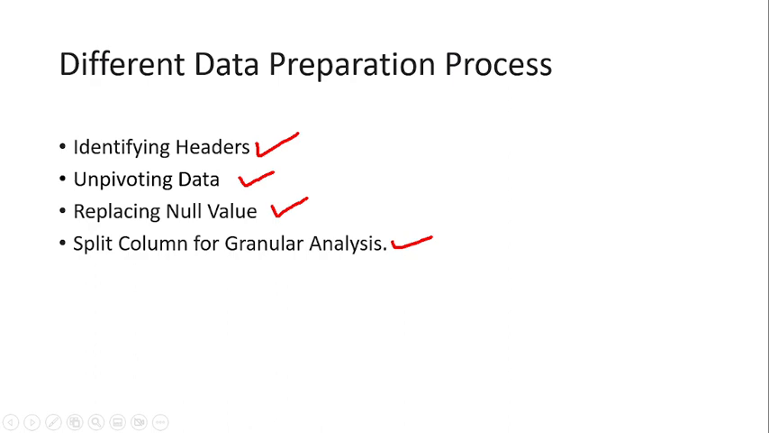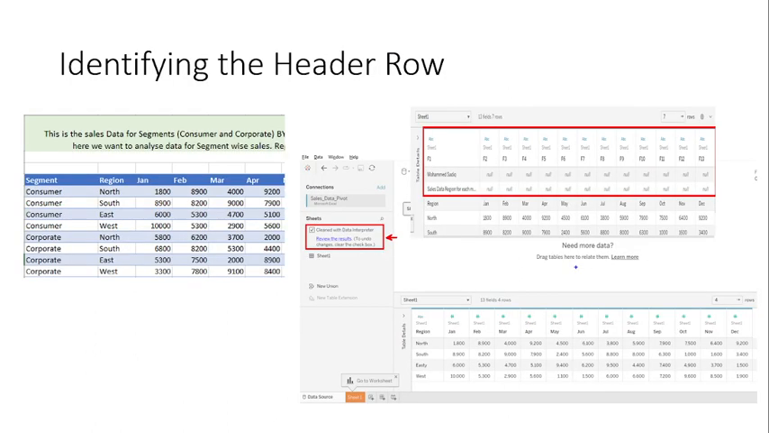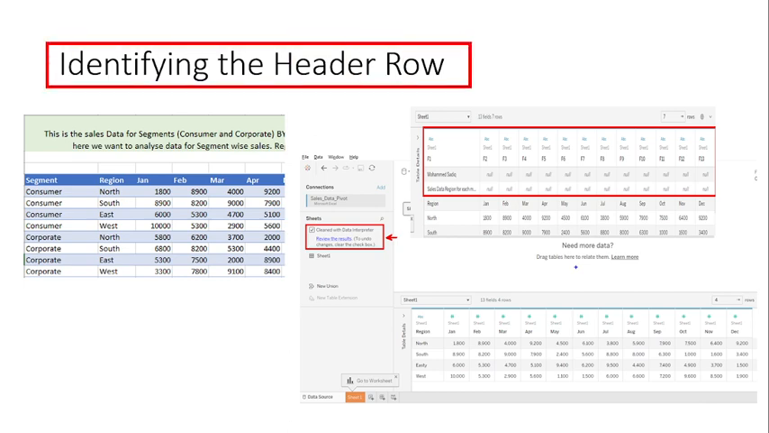So in this particular session, we'll see the different processes of data preparation. There are many processes, and we have taken just some of these. We'll look into these particular things and go ahead and see them one by one. The first thing is how we identify the header rows and remove them.